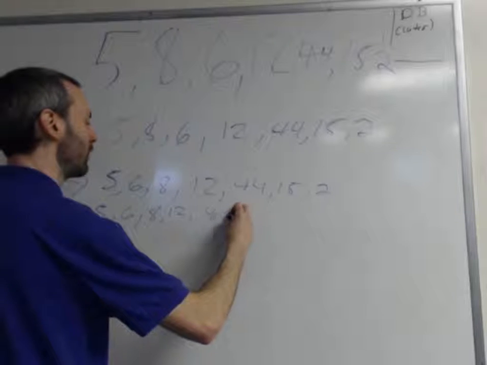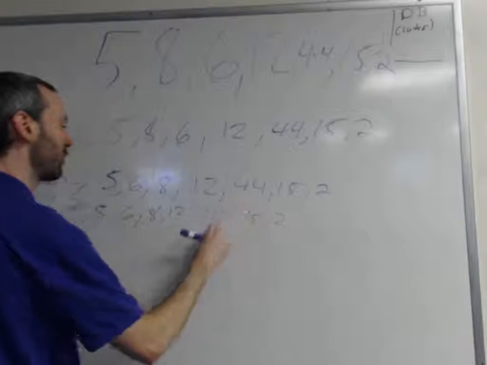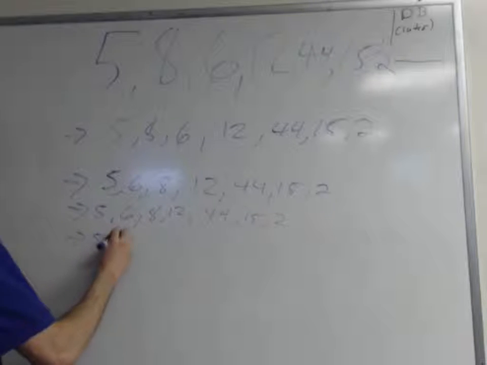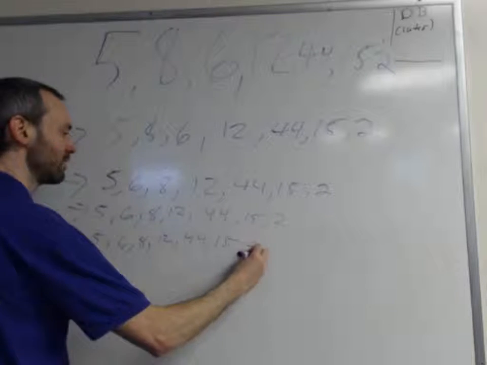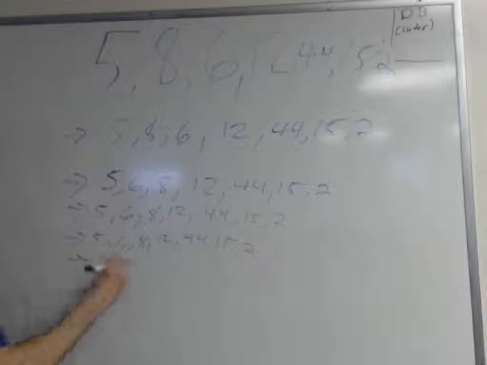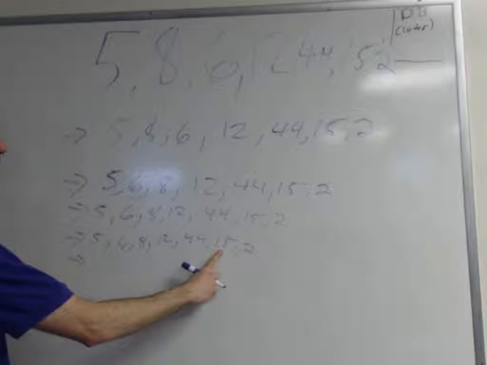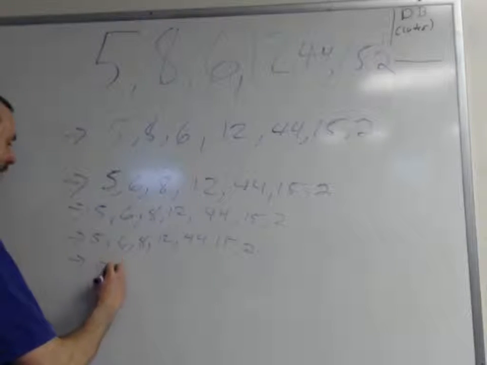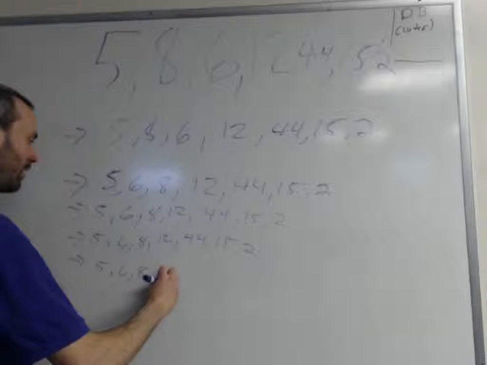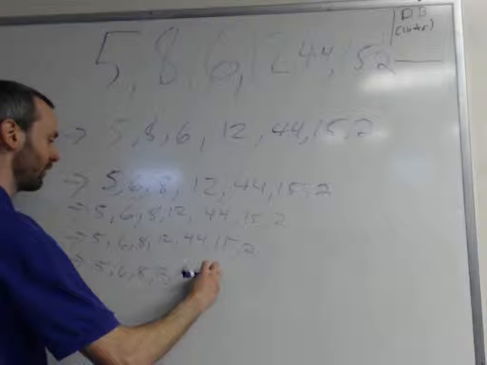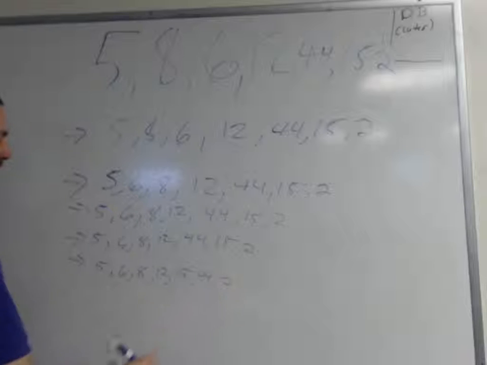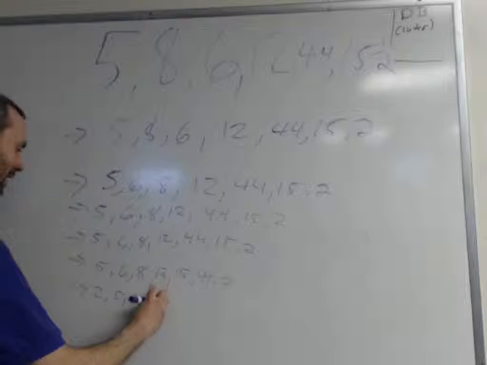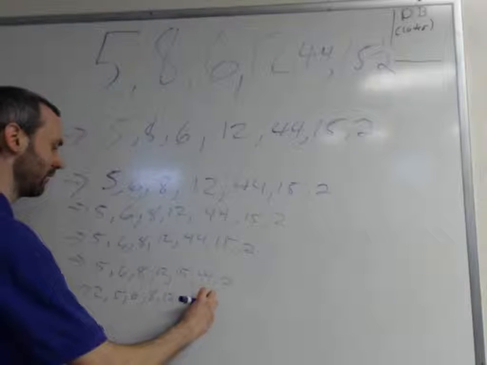12, 44, 15, 2. We look at the 44. Do we need to do anything? Nope. All right, 5, 6, 8, 12, 44, 15, and 2. Good. Now we look at the 15. Do we need to move that? Yes. Where do we need to move it? Right before the 44. So we get 5, 6, 8, 12, 15, 44, 2. Then we look at the 2. Do we need to move that somewhere? Yes. Where? The very beginning. All right, 2, 5, 6, 8, 12, 15, 44.